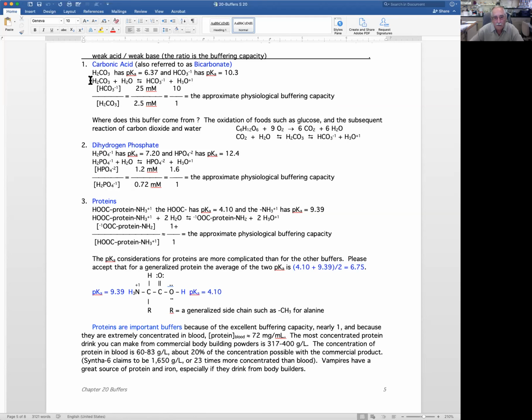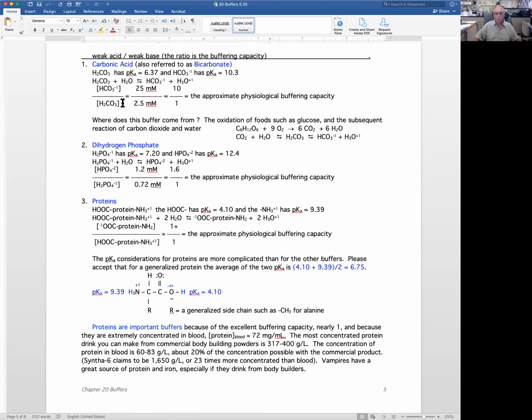So in true form, I take carbonic acid, I put it into water, and then I see the conjugate base and the acid. If you look in a real person, it's pretty high concentration, 25 millimolar, so 25 times 10 to the minus 3 moles per liter. So you have about a 10-to-1 ratio of the weak base to the weak acid. That's about the approximate buffering capacity.